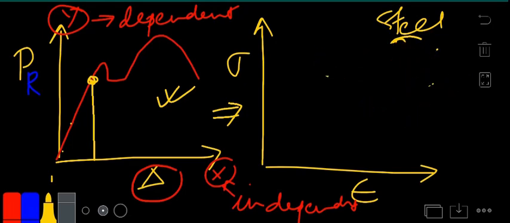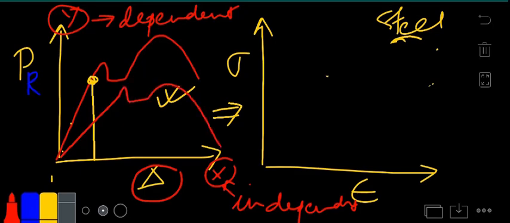Okay. So for the same material with a different shape, or a different cross section, we will see that the graph shows like this and then goes up, showing the same nature, but for the same material it appears different. But when we convert into a stress-strain diagram, we'll see that for a particular material, the graph and the nature of the graph will be exactly the same.